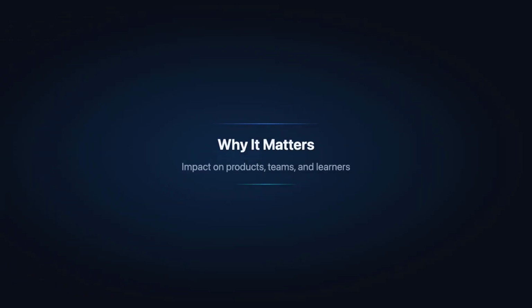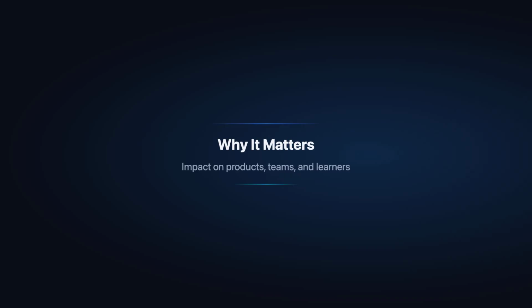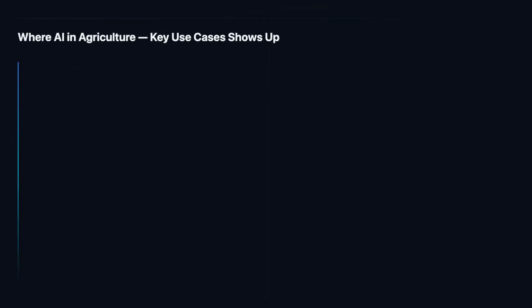Now let's look at why AI in agriculture, key use cases matters in practice. Here's where AI in agriculture, key use cases shows up in real products, teams, and everyday conversations. It shapes how modern AI products are designed, measured, and improved over time. It's part of the decision set for every serious AI team. You'll see it in job interviews, architecture discussions, and product reviews. Being fluent in it is part of the basic vocabulary now.